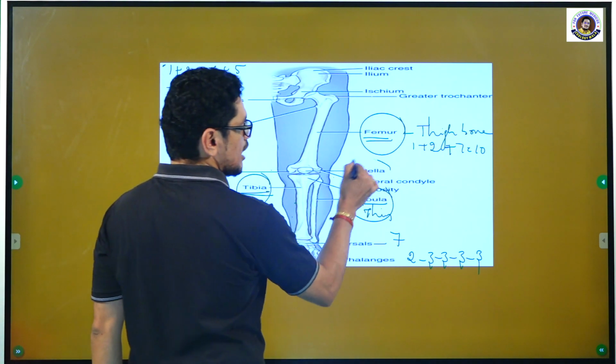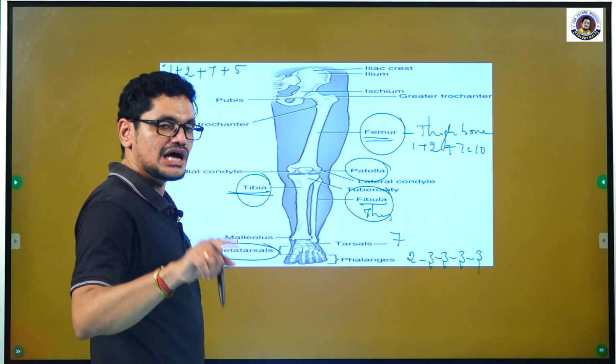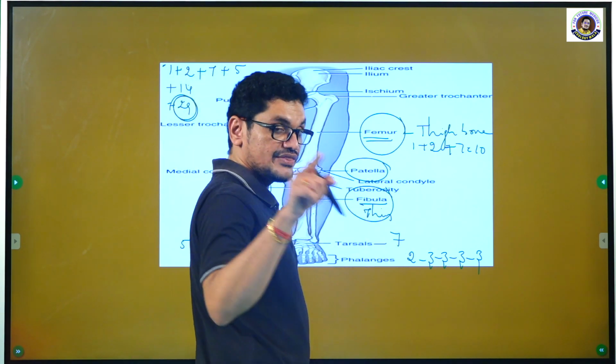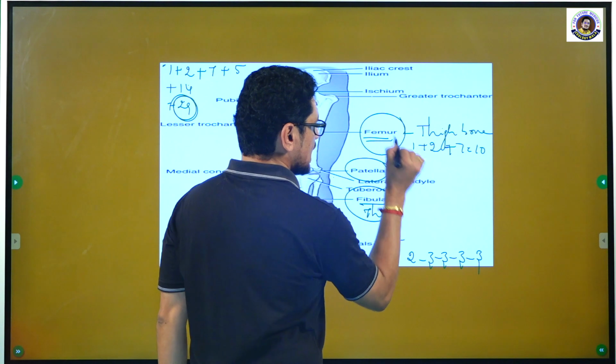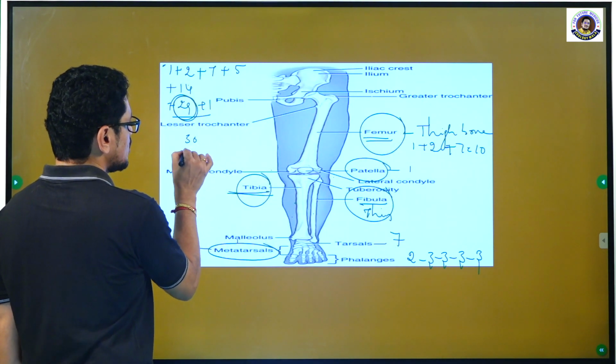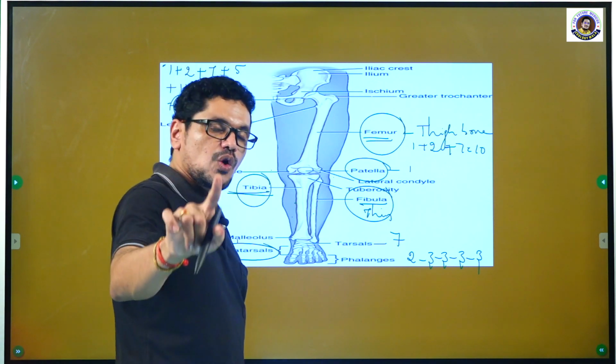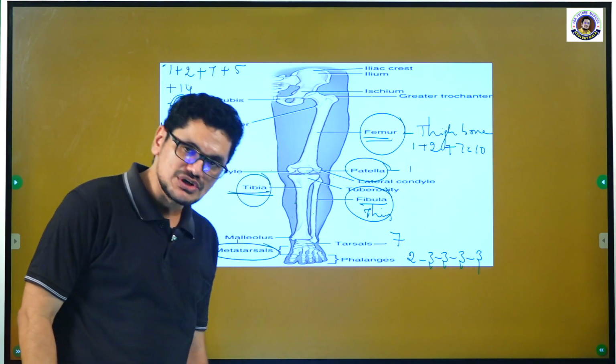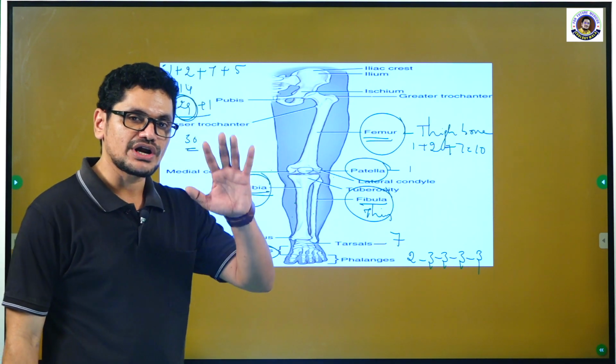Patella is another one you have to remember. It is a sesamoid bone. I will tell you what a sesamoid bone is in the types of bones topic. So the patella is one bone. 29 plus 1, total 30 bones are present in one lower limb. Similarly, 30 bones are present in the other lower limb.